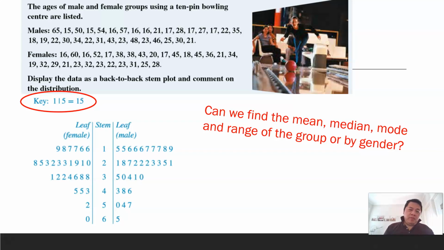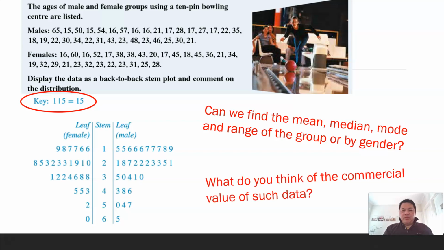Are we talking about the mean of the male? Is it mean of the female? Or is it mean of the whole group? Okay, so we need to find out. So once we have all this in order, then we will be able to solve the problems accordingly. So think carefully, for this particular question, we are talking about the age of people going to the bowling center. Why would the management of a bowling alley be interested with such a data?